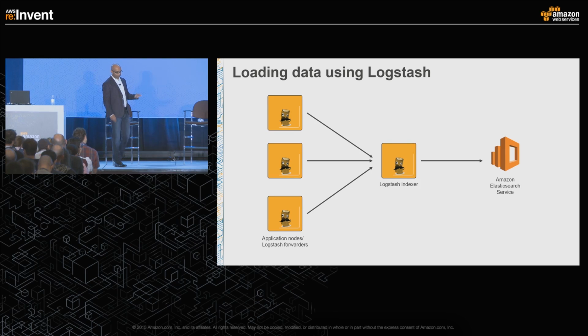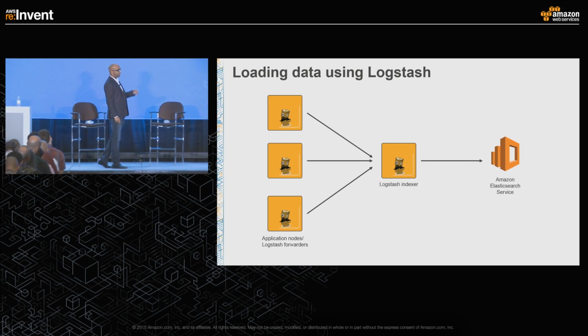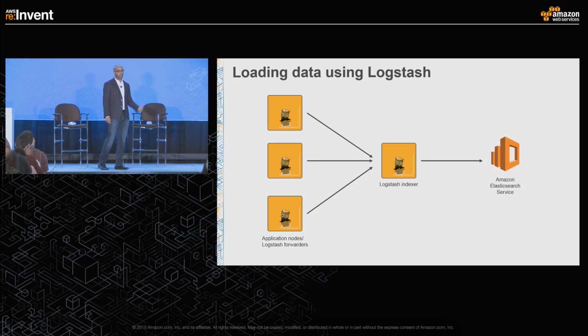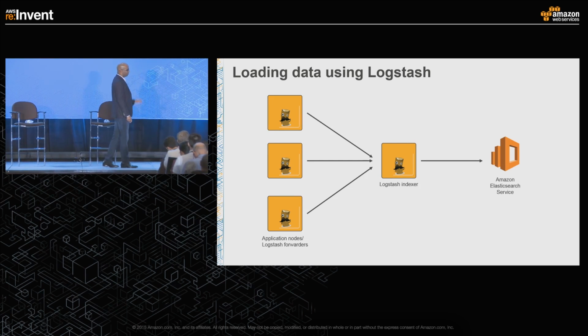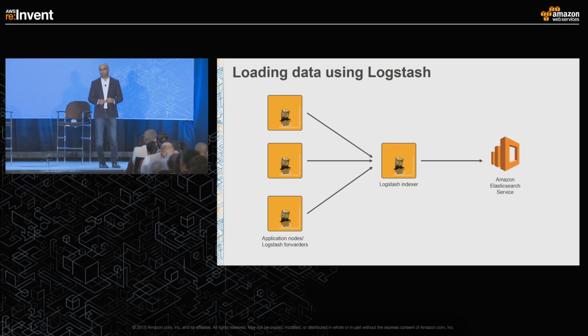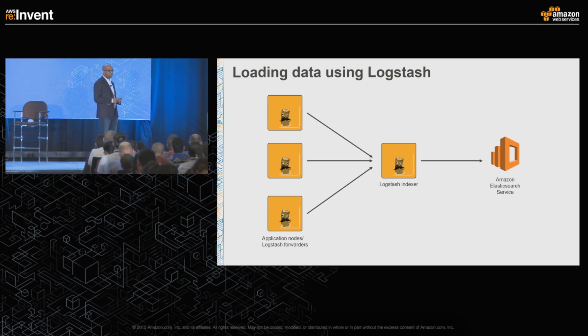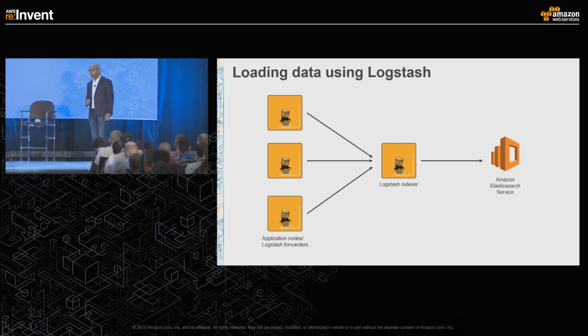So in this sort of data flow diagram, if you will, what we show here is application nodes that have Logstash forwarders or Lumberjack running on them. And these Logstash forwarders are forwarding some kind of data from your application nodes into another Logstash instance that could be doing transformations using some sort of transform plugin. And then it uses an output plugin to push data into a domain in Amazon Elasticsearch Service.